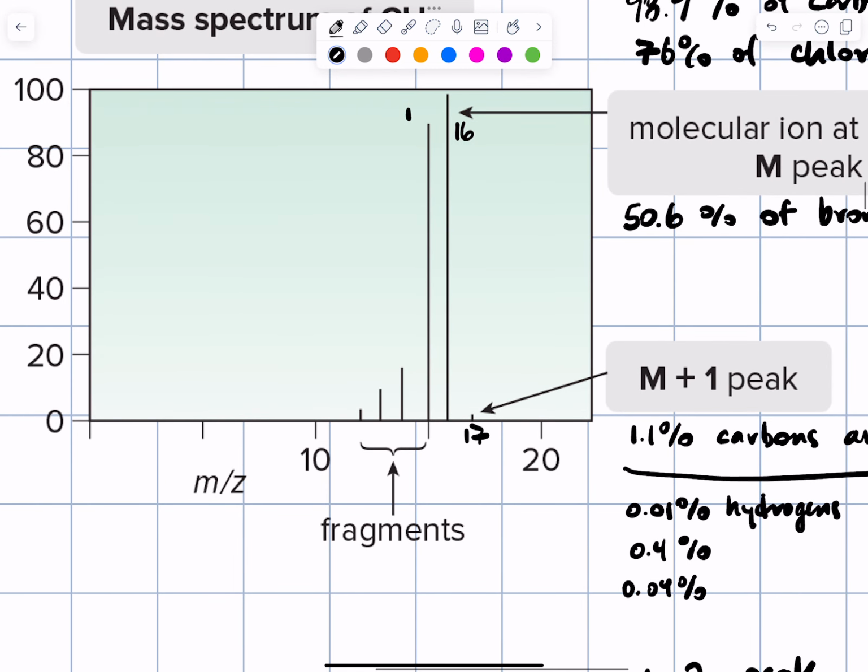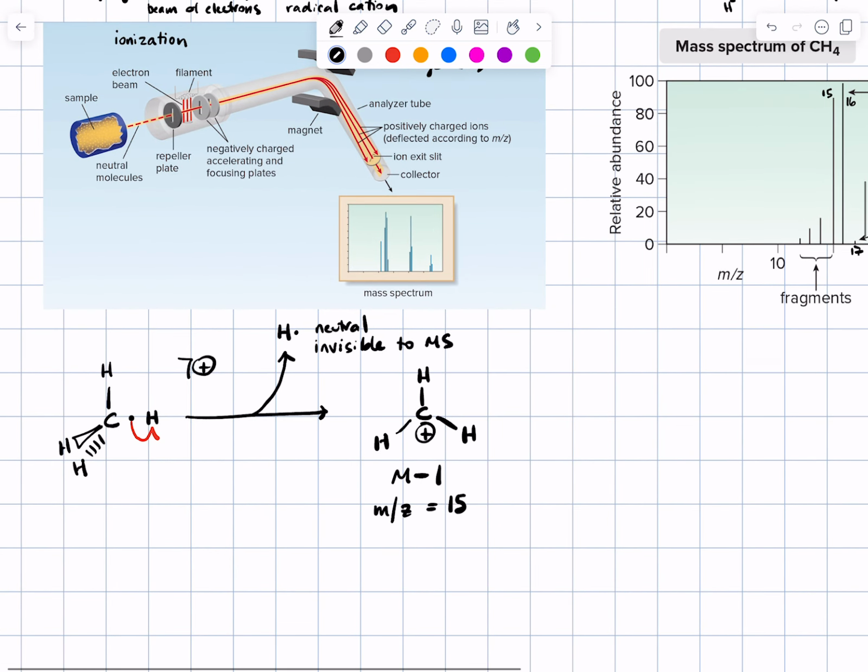Do we see a peak at 15? Yeah, and the intensity tells you that that happens at least almost 50% of the time. We lose a hydrogen. That kind of fragmentation is possible. Now, you've never seen that before in solution. That's totally fine. It doesn't happen in solution. It does happen in the gas phase, in the vacuum at high energy, when you've just shot a beam of electrons at your molecule. All right, questions about that?